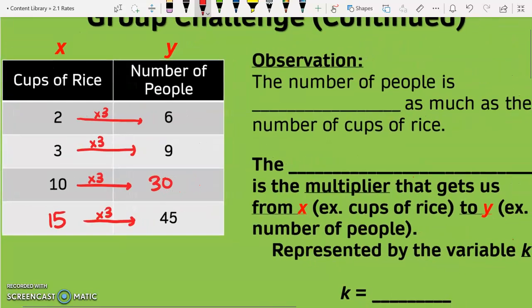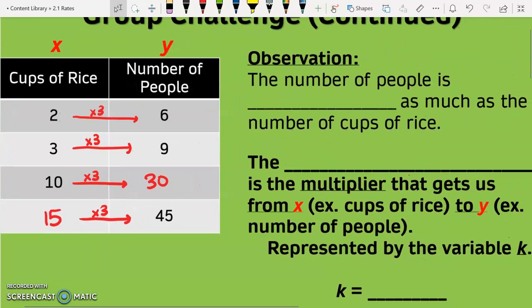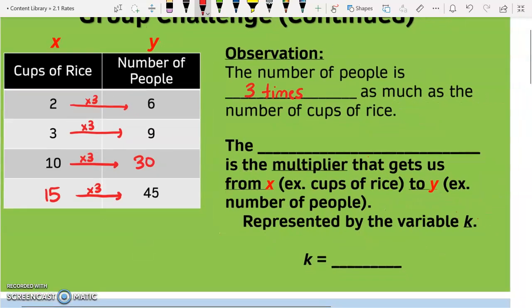So let's just make a quick observation, right? And we really already did this. The number of people, so anything in our right column is going to be 3 times as big as the number of cups of rice. Okay? Down where it says all the bold text, this is where we're going to introduce our vocab term, the constant of proportionality.